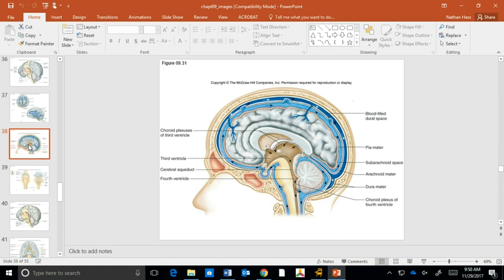So pretty cool here. And again, the ventricles is not a big piece by any means. I'm not even sure it was on your study guide, but I wanted to make sure you saw it and knew that it was there.